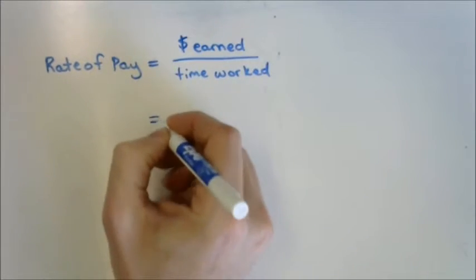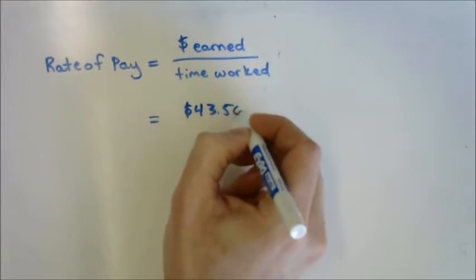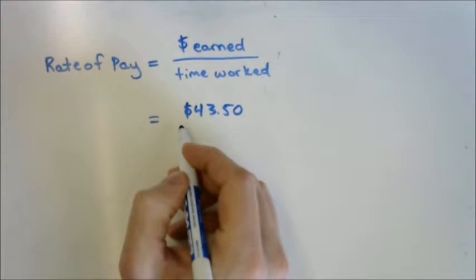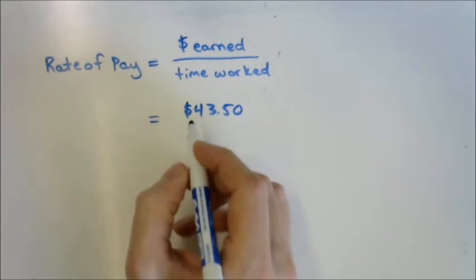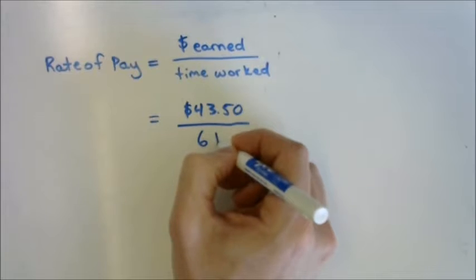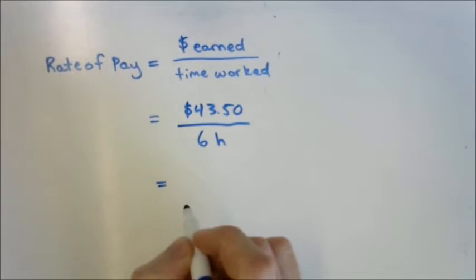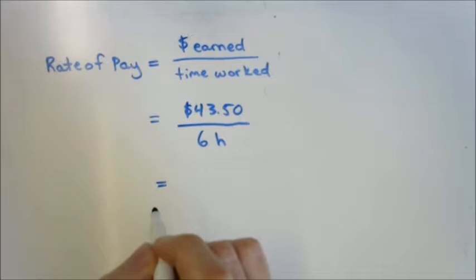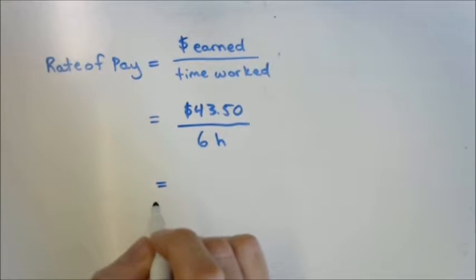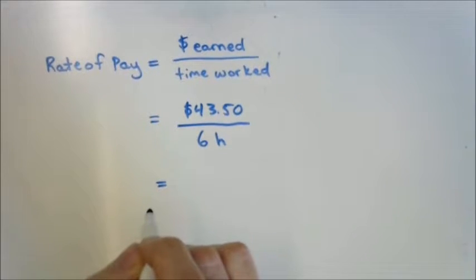So now we just need to fill in what we know. We know her money earned, 43.50, and we're keeping the unit in this case. The dollar sign represents dollars. And we're dividing by the time that she worked, which is 6 hours. You would go ahead and throw that in your calculator. By the way, when we're doing examples, from now on, you should have your calculator on your desk so that you can punch them in as we're going.